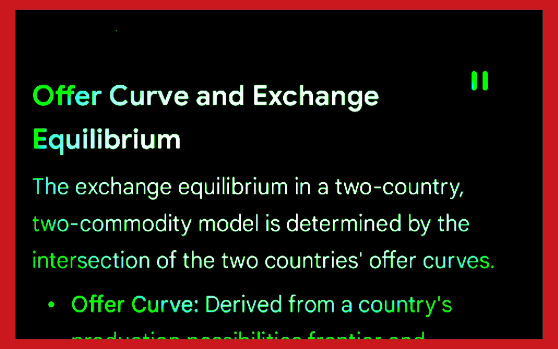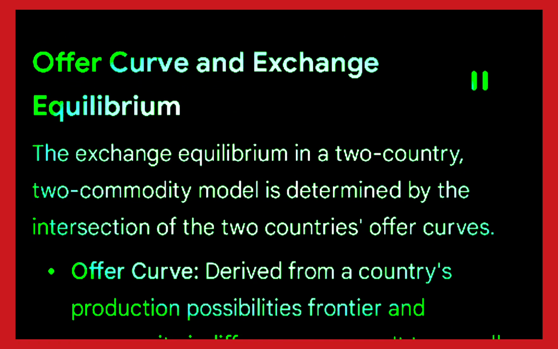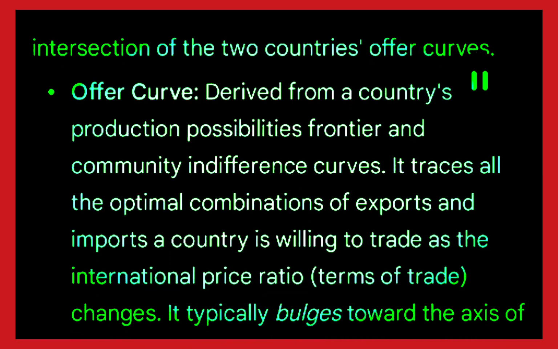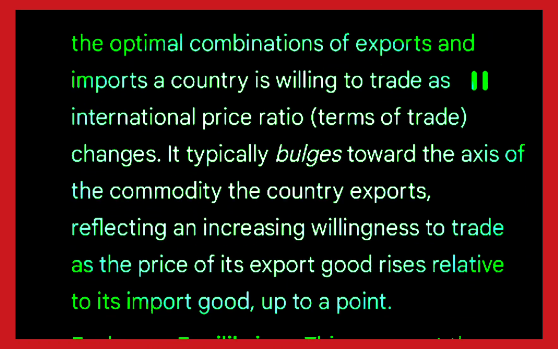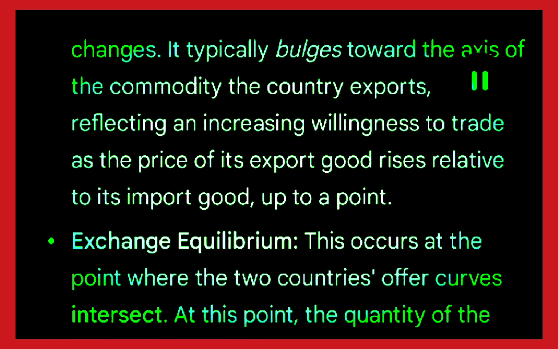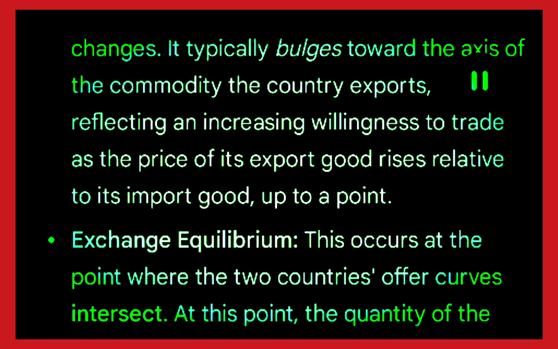Offer curve and exchange equilibrium. The exchange equilibrium in a two-country, two-commodity model is determined by the intersection of the two countries' offer curves. The offer curve is derived from a country's production possibilities frontier and community indifference curves. It traces all the optimal combinations of exports and imports a country is willing to trade as the international price ratio, terms of trade, changes. It typically bulges toward the axis of the commodity the country exports, reflecting an increasing willingness to trade as the price of its export good rises relative to its import good, up to a point.